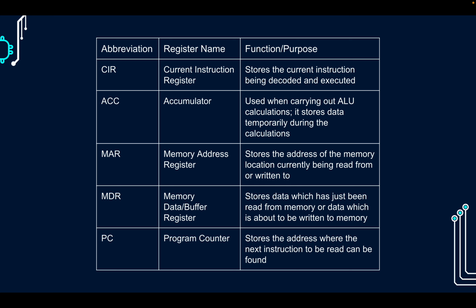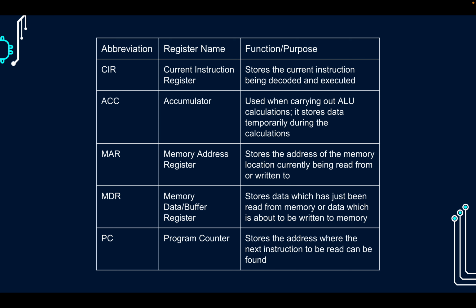Before we talk about the example, let's see some essential components of the CPU. First is the current instruction register, which stores the current instruction being decoded and executed, allowing the CPU to process it step by step. The second is the accumulator, which temporarily stores data during arithmetic and logic operations, providing correct and efficient calculation.